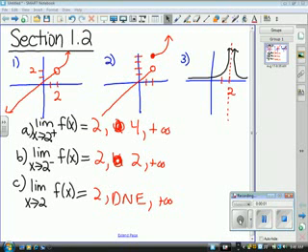Okay, so let's take a look at these review problems and see if Eric is right. So what does the little plus mean in the limits? Do you remember? From the right.